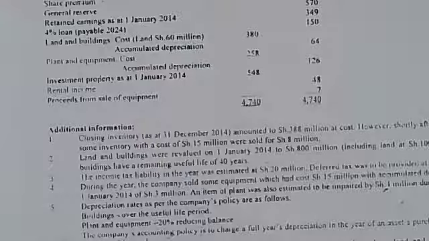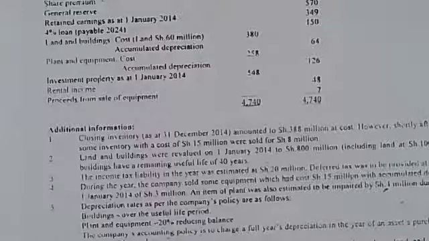Then number 4, during the year, the company sold equipment which had cost 15 million with an accumulated depreciation as at 1st January 2014 of 3 million. An item of plant was also estimated to be impaired by 4 million during the year.